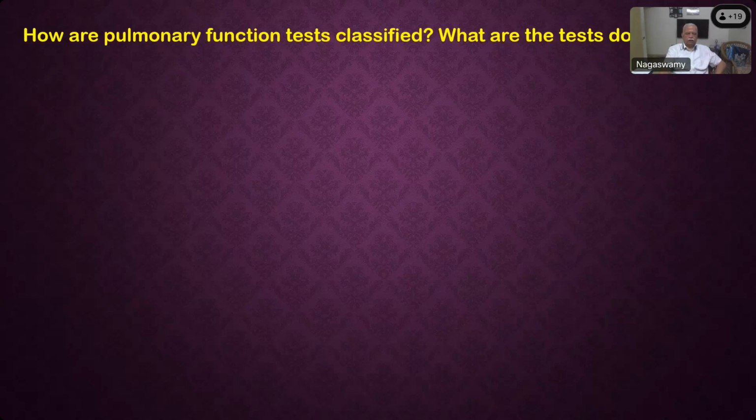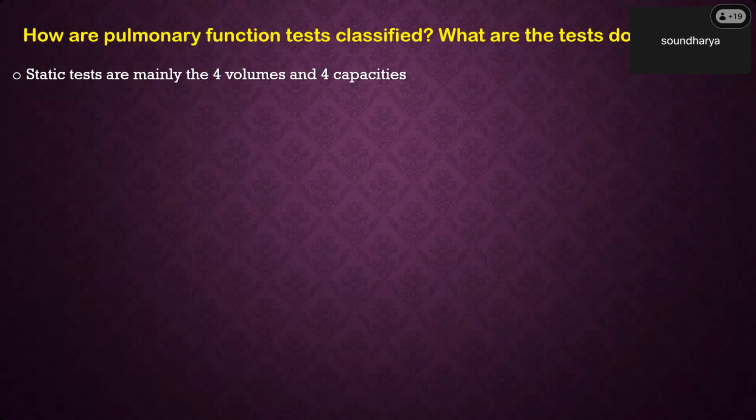Okay, pulmonary function tests can be static. What are the static tests? Four volumes and four capacities. So how do you measure these volumes and capacities? Which instrument will you use? You will have to do a spirometry test to find out what are all the volumes that you can measure using a spirometer. Except residual volume. Very good. Except residual volume, you can find out the other three volumes.